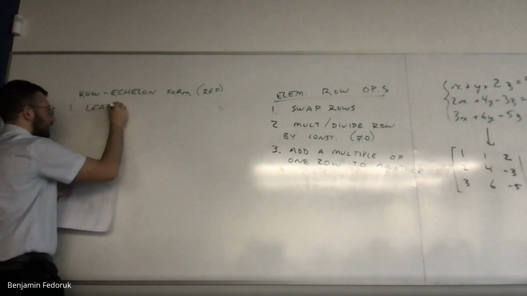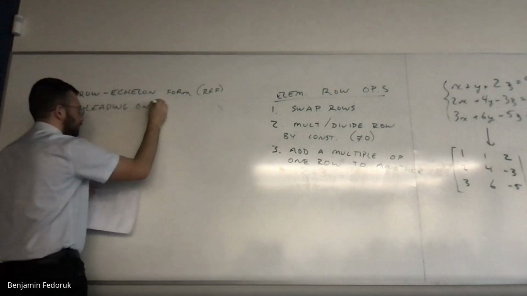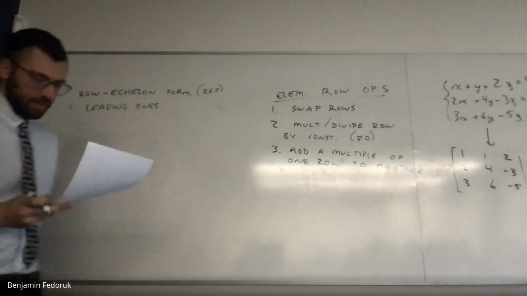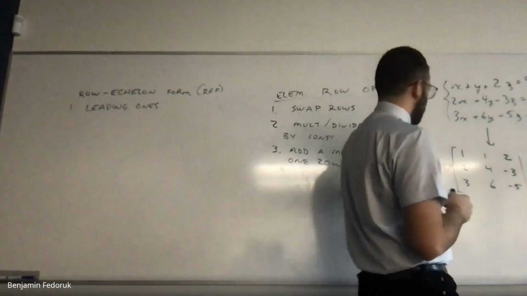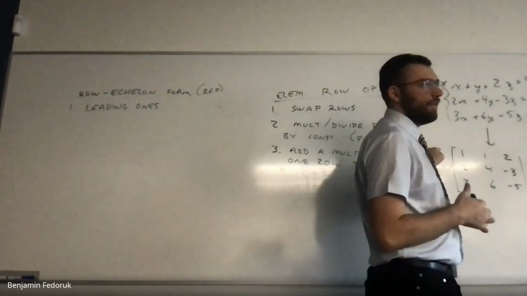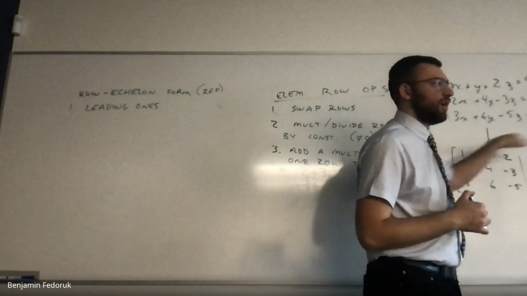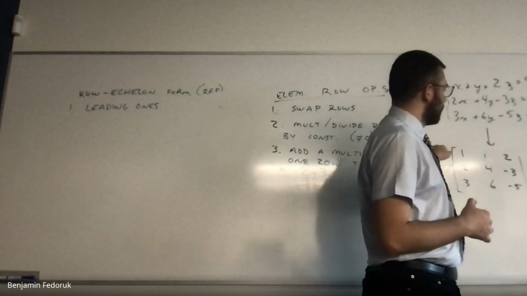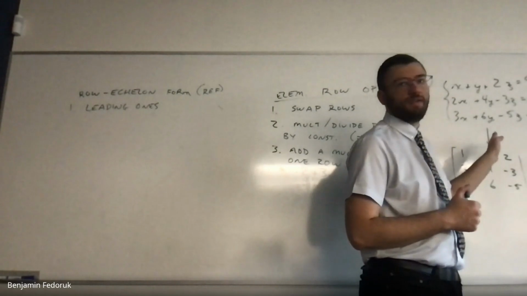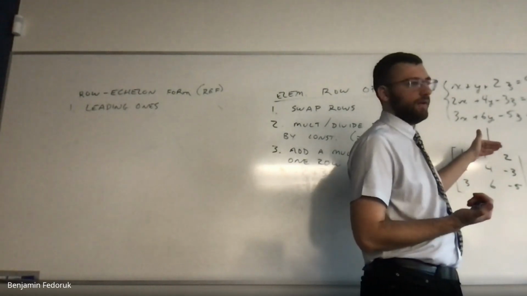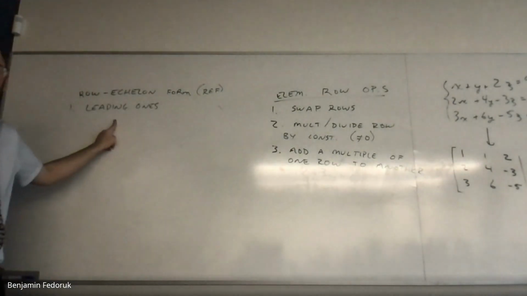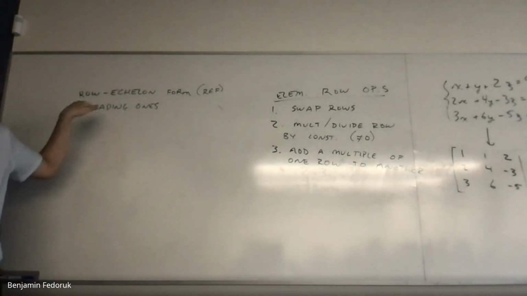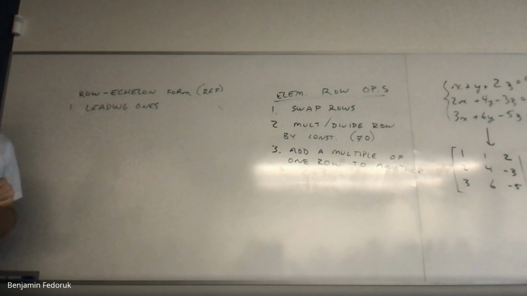The first one is leading ones. So basically, as you go across the matrix, if you're looking at a row that is not zero, so if it's not just all zeros going across, the first thing that you encounter that's not a zero as you work across has to be a 1. If that's the case, then it meets the first step. Make sense? First thing you meet when it comes across has to be a 1.